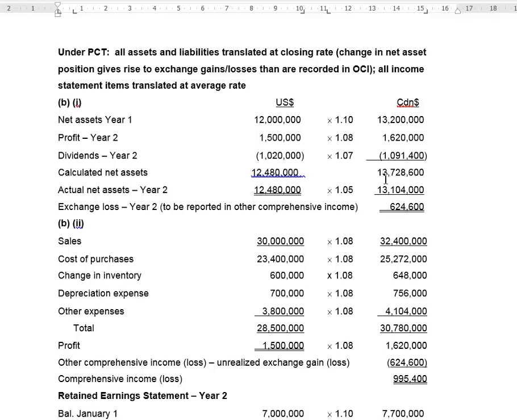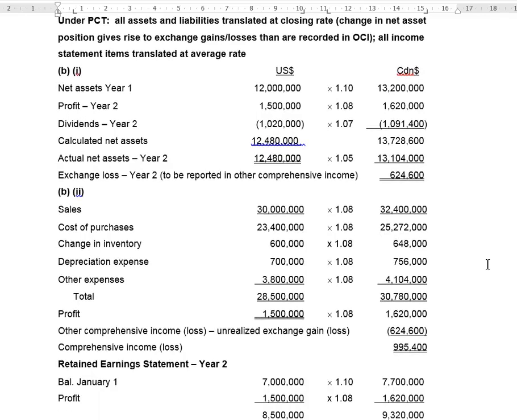So now, if we compare our calculated to our actual position, we're going to get an exchange loss in this case. Why? Because if the parent had done it all themselves, they would have had a net asset position of $13,728,600 Canadian, but they didn't. They had the sub, Sandora, do it. So if we look at the net assets of Sandora and multiply them by the closing rate, we're going to get $13,104,000, which is a lesser net asset position. So by having Sandora do our business in the U.S., we have an exchange loss of $624,600. That's going to be included in OCI.